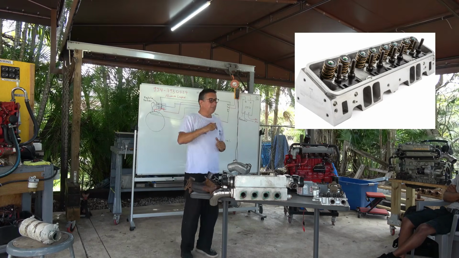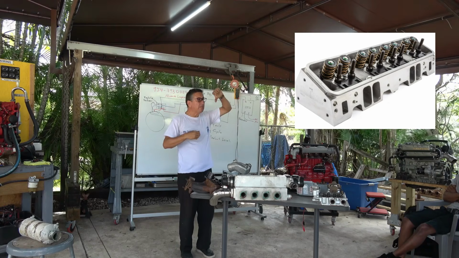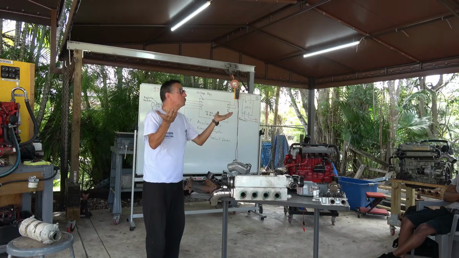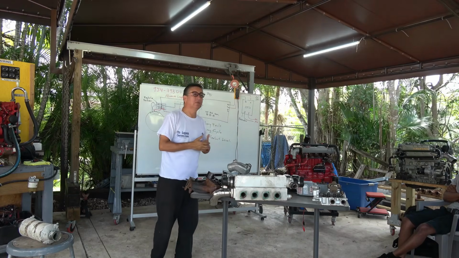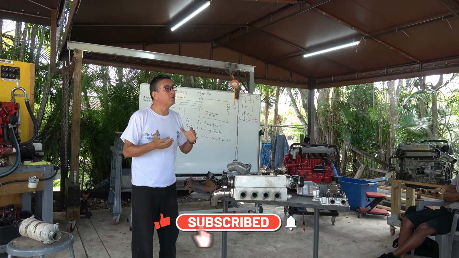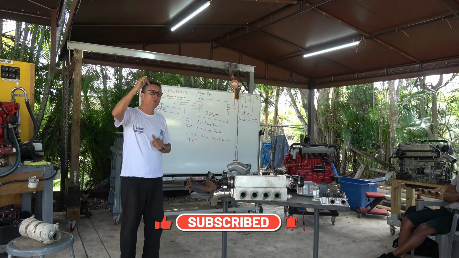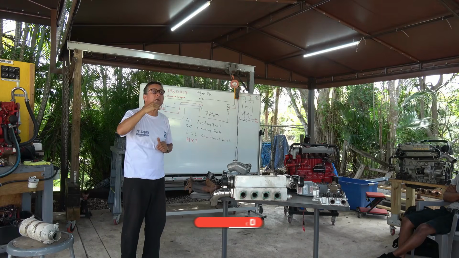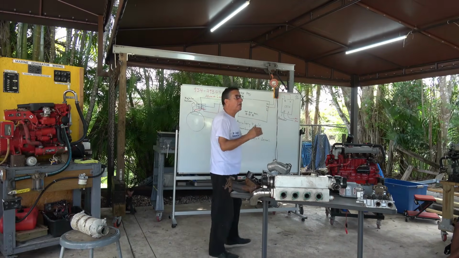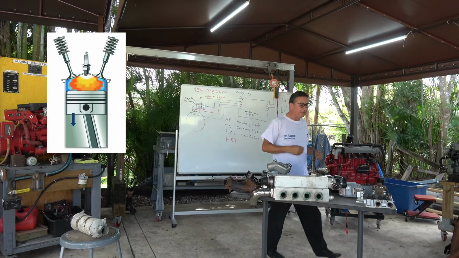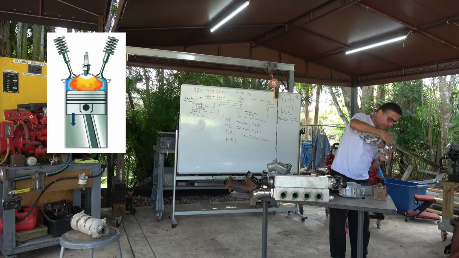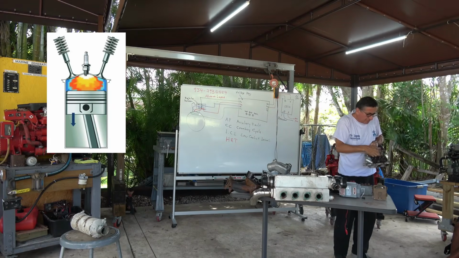In the head, for each cylinder, you have an intake valve and an exhaust valve. The intake valve allows what? The intrusion of air in a diesel engine, or the intrusion of air and fuel in a gasoline engine. And what about the exhaust valve? The exhaust valve allows the gases to go out. That's it. In between both valves, we have intake and exhaust, intake and exhaust.